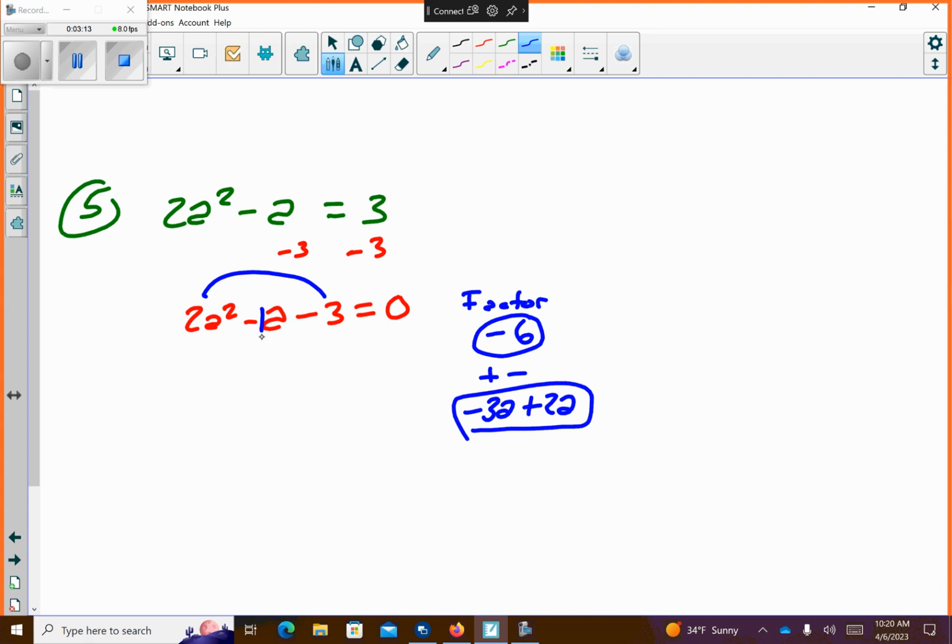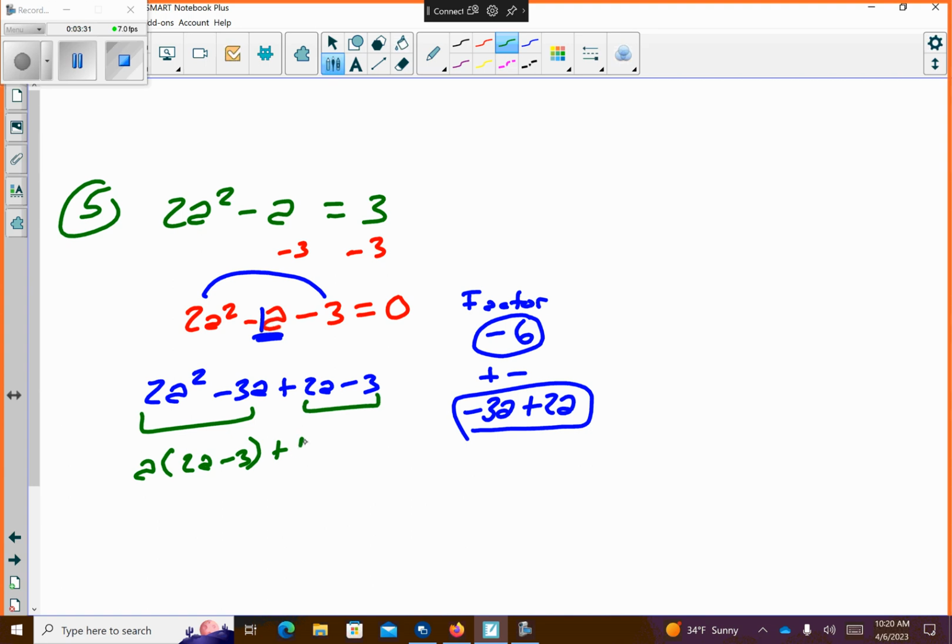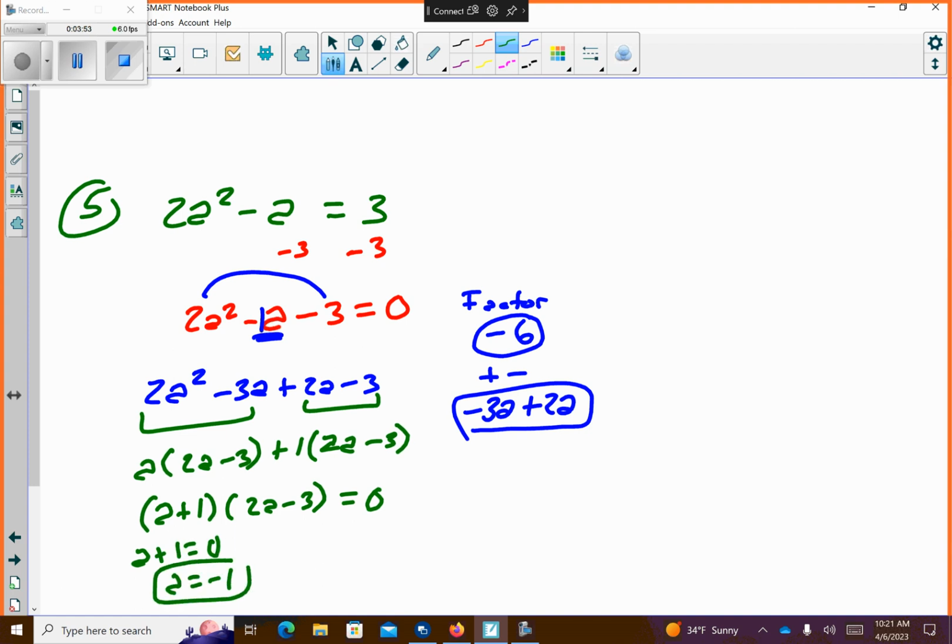So this right here is going to replace this value here. So I get minus 3a plus 2a minus 3. Take a look what you have in common. I have an a, so I get 2a minus 3. Plus sign comes down. I can't factor anything out, so I'm going to put a 1. 2a minus 3. So that means that a plus 1 and 2a minus 3 is the factored version. We're going to set each of them equal to 0. So a plus 1 equals 0, so a equals negative 1. And then 2a minus 3 equals 0, so add 3. Divide by 2. There's my two answers.